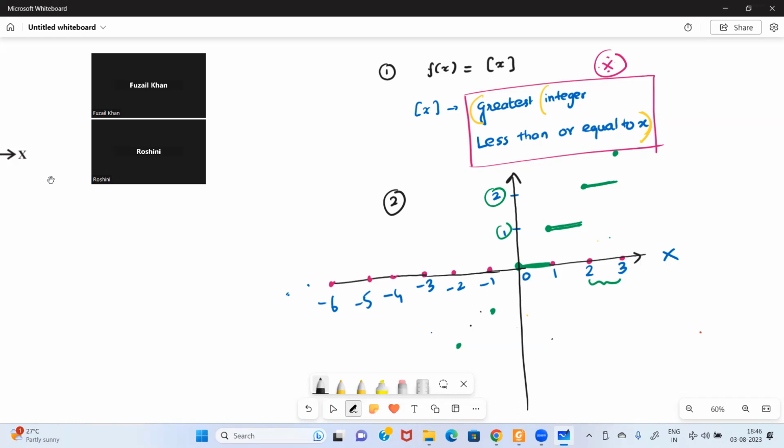Zain, what is minus 2.5? I already asked this question to quite a few people. 3, sir. Minus 2.5, I'm asking. Where is minus 2.5? Between minus 2 and minus 3. Now tell me, Zain, what is the answer? Minus 3. Minus 3 is correct. Good, good. What is minus 2.9? Still minus 3. What about minus 2.1?